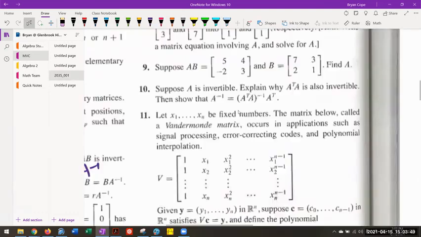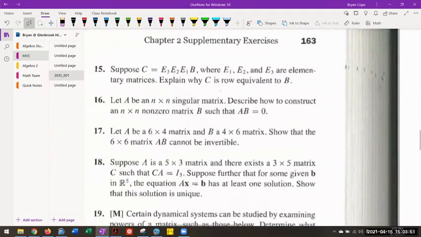All right, number 15, let's look at this. Suppose that C equals E3 E2 E1 B, where E1, E2, and E3 are elementary matrices. Explain why C is row equivalent to B. Anyone can take this. Just speak if you know.